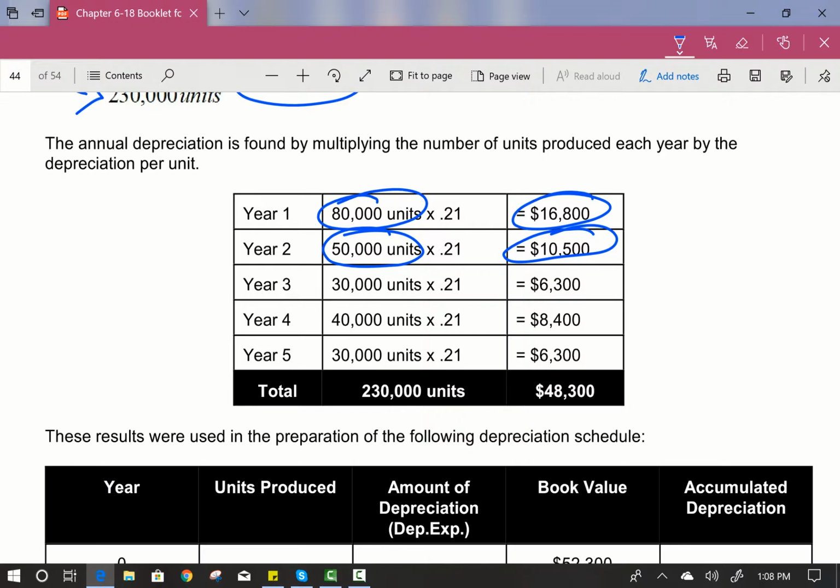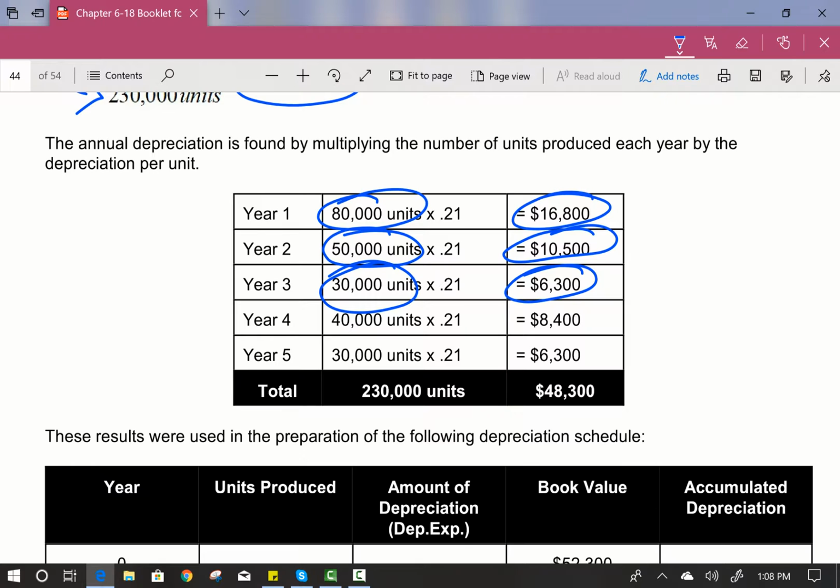Then year three, we produced even less, which is 30,000 units. That's a given number that you can't calculate, that you just have to know that it was provided for you. And take that times 21 cents a unit. So this year we get to depreciate on this machine $6,300.